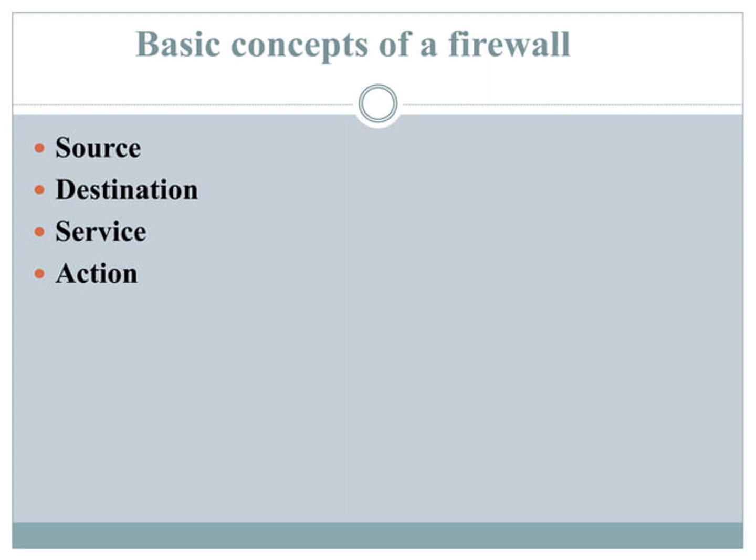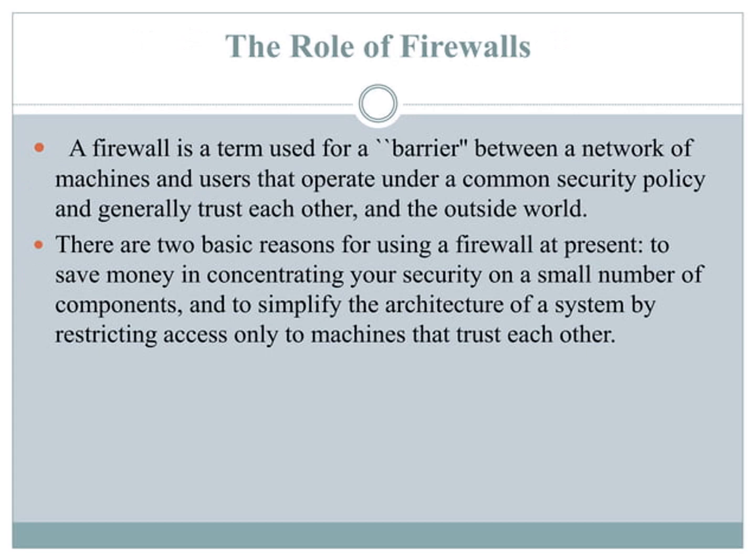Next, basic concepts of a firewall. The basic concepts are source, destination, service, and action. The first is source, where the traffic originates through the internet. Destination, where it is going to. Service, how it is working. Action, how the service is handled. These are the basic concepts of a firewall. Now, the role of firewalls.